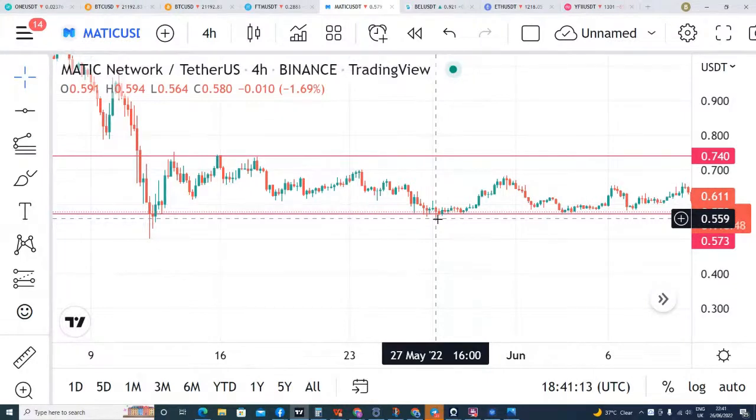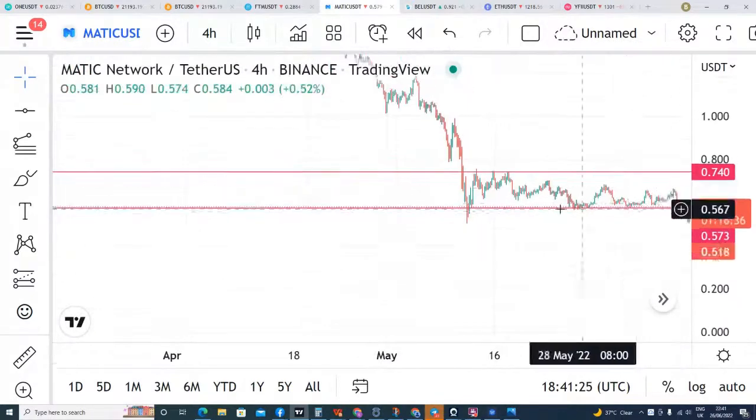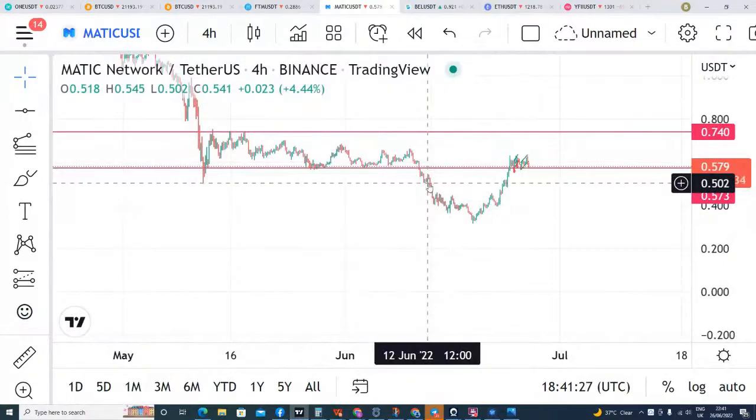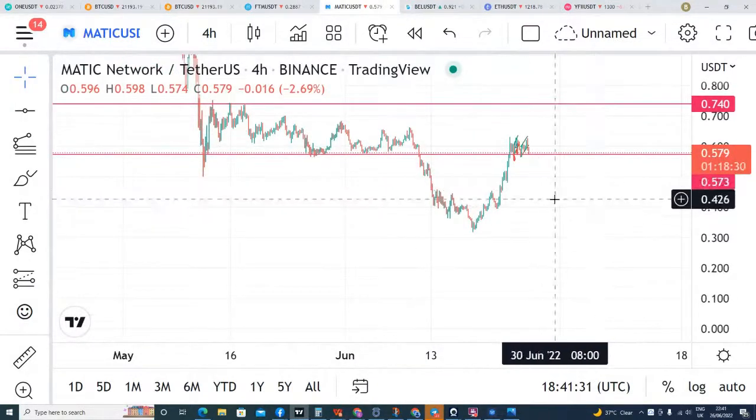Another thing I would also like to teach you guys is what happens when a support level has broken. When a support level breaks, then what can you do? You short the market to the next support. Okay, let me try to show you the next support in this. Now, this is actually good to show you guys.